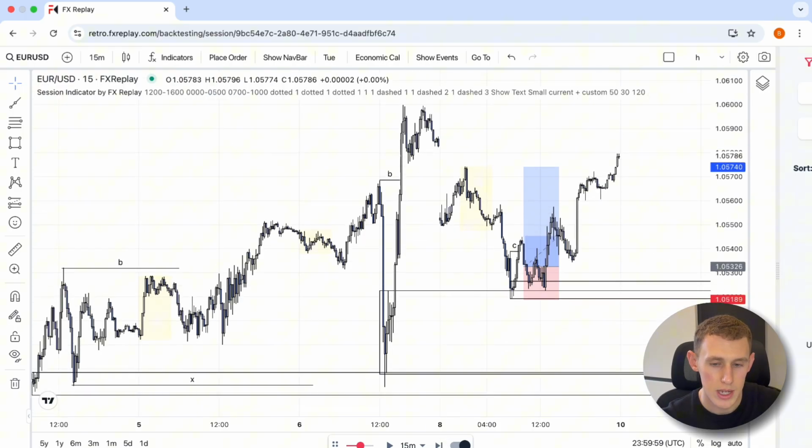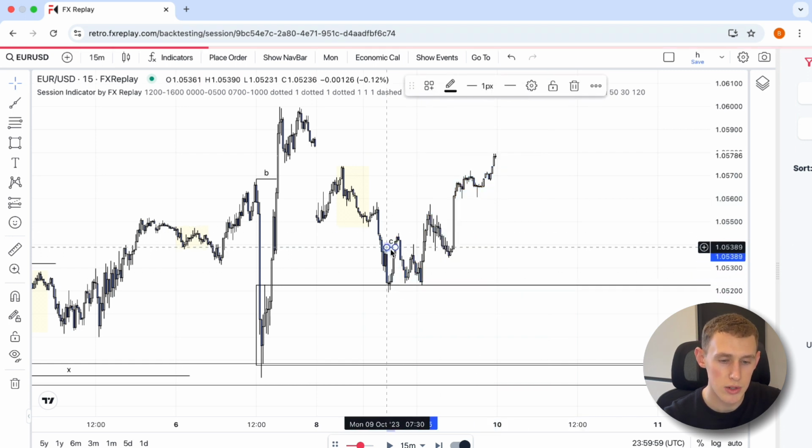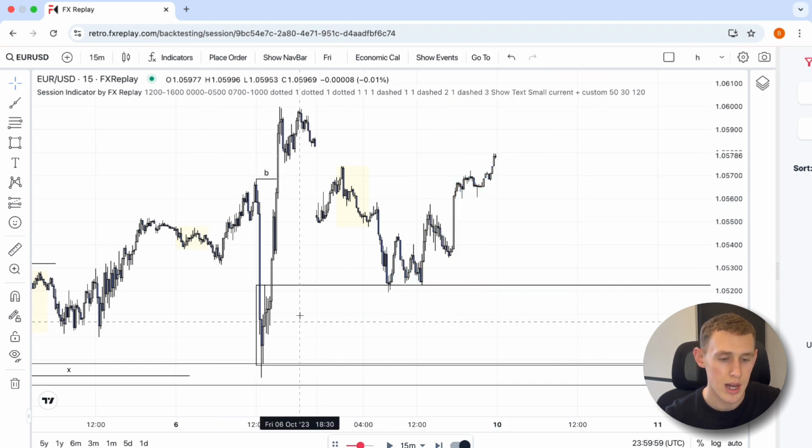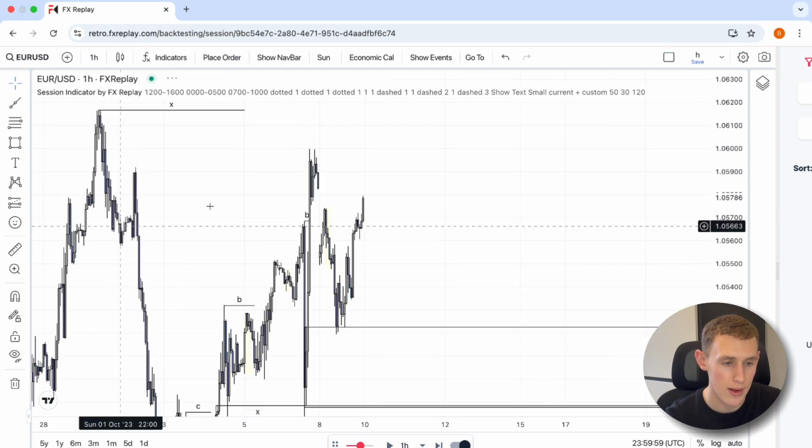Cool, there we go. Another TP hit on that one. Very clean trade. Again, following the same set of rules, same strategy every single time. Higher time frame structure, area of demand, lower time frame confirmation, and that's literally all there is to it.